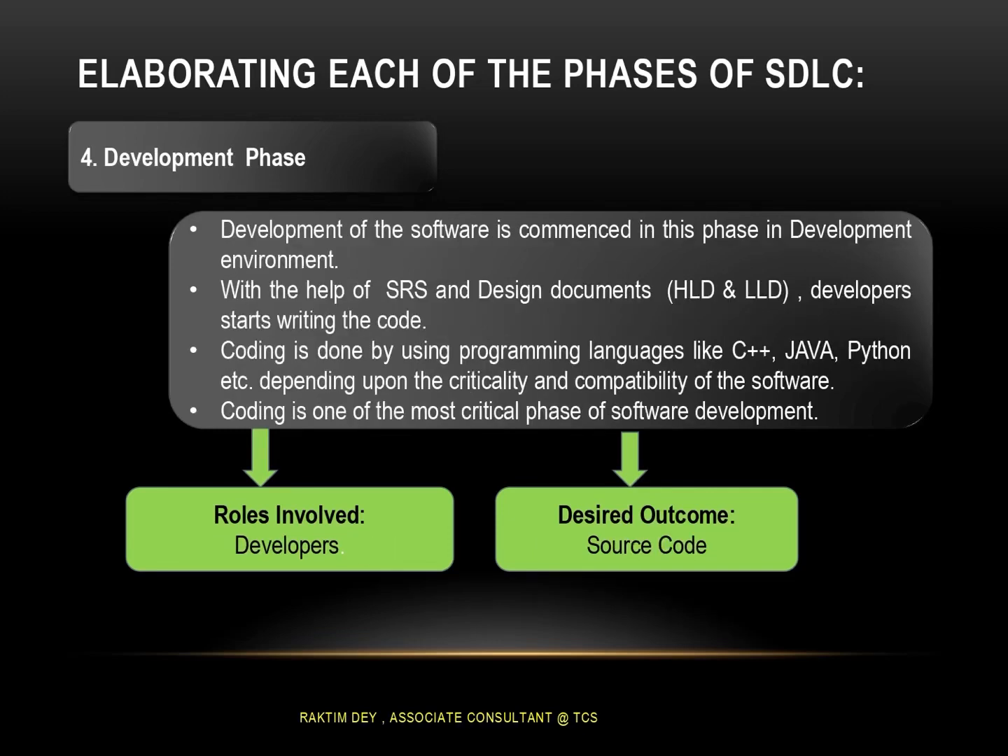Coming to the fourth phase, the development phase. This is a very crucial phase. Development of the software commences in this phase. With the help of the SRS and design documents, developers start writing the code. Coding is done using programming languages like C++, Java, Python, etc., depending upon the requirement and the criticality of the software. And sometimes multiple languages can be used in a single project. The role involved is the developer, and the desired outcome is the source code of the software.